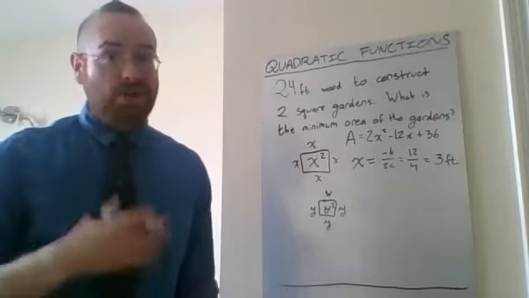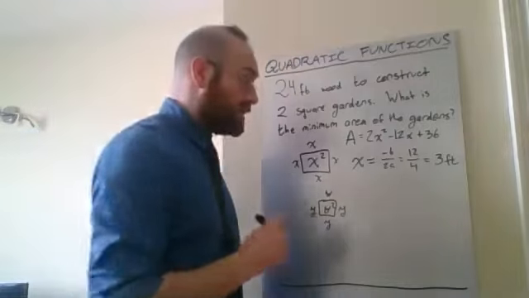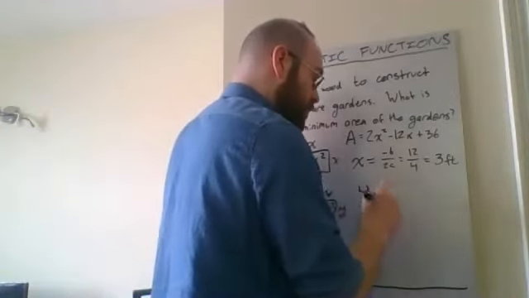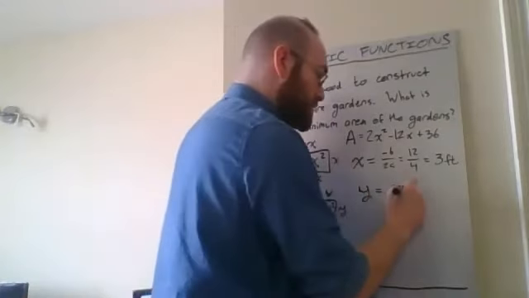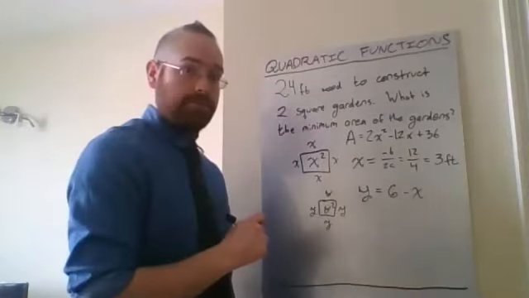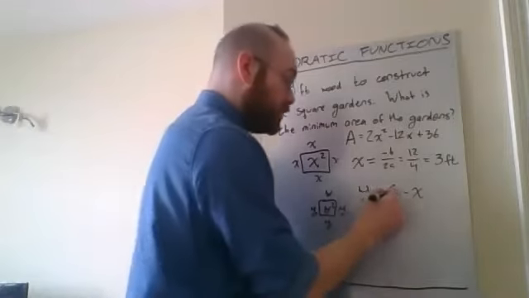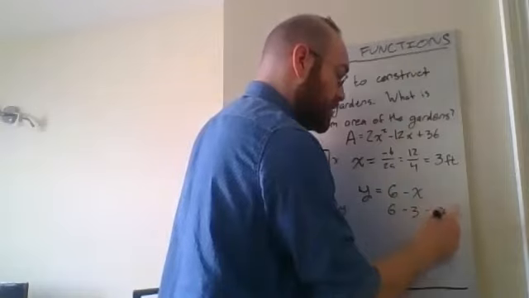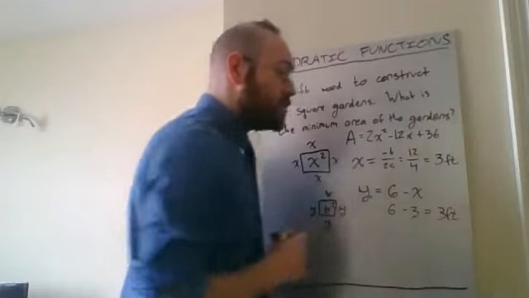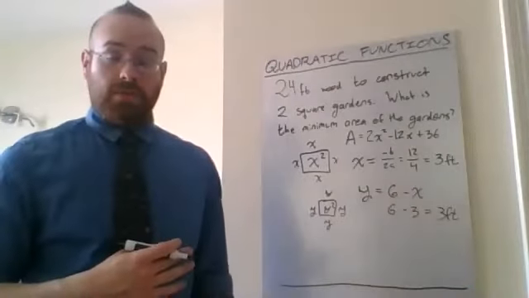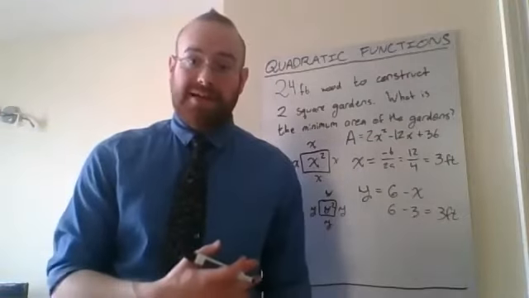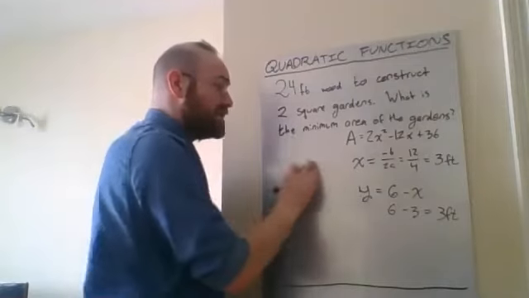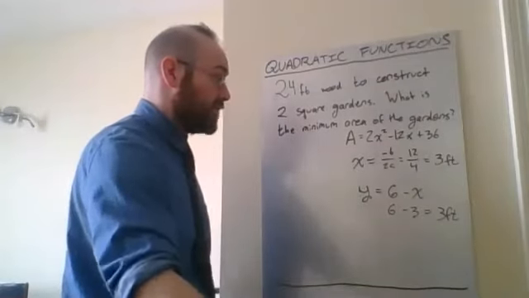But we need to go a little bit further because we also have to find y. So remember that y was equal to 6 minus x. And so if we plug in x, we now have y equals 6 minus 3, which equals 3. So as it turns out, both of our squares will be the same in order to minimize the area. But we still have to actually find what the area is.